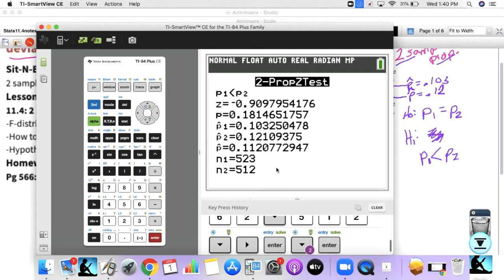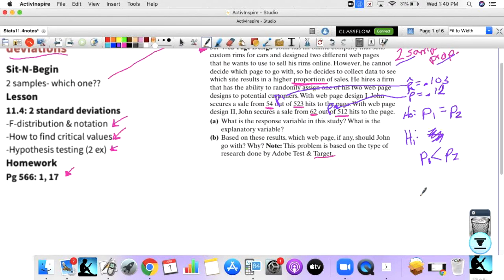Now, I'm not going to go traditional on this one. I'm just going to go straight up p-value. So I have 0.18 as my p-value. So my p-val equals 0.18.